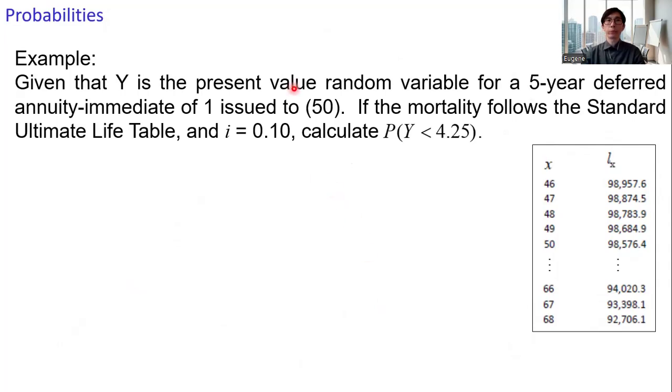Another example. For a 5-year deferred annuity immediate of one issued to an individual at age 50. Mortality follows the standard ultimate life table given here. Interest rate 10%. Calculate the probability that Y is less than 4.25.